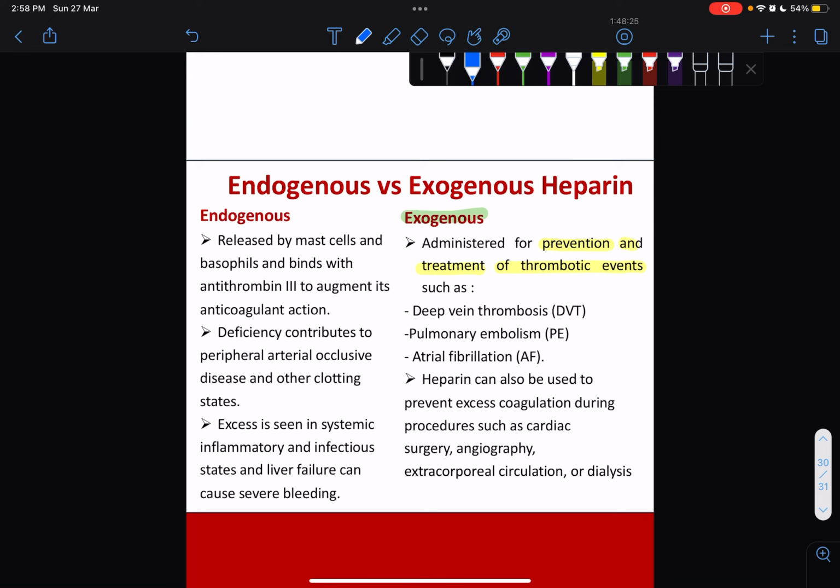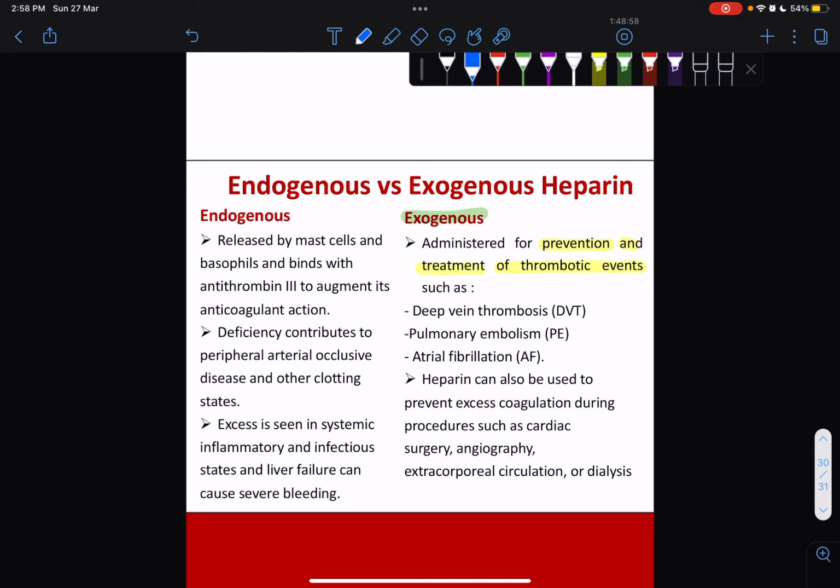Atrial fibrillation, you have not done the cardiovascular system. There is a condition, you know, the atrium and ventricles are present in the heart. If the atrium is pumping or working at a very high speed, approximately 220 or 300 times in 1 minute, this beating is called atrial fibrillation. Very high speed. In that speed, there is a chance of thrombosis inside there. Okay? And we also use heparin for that purpose.